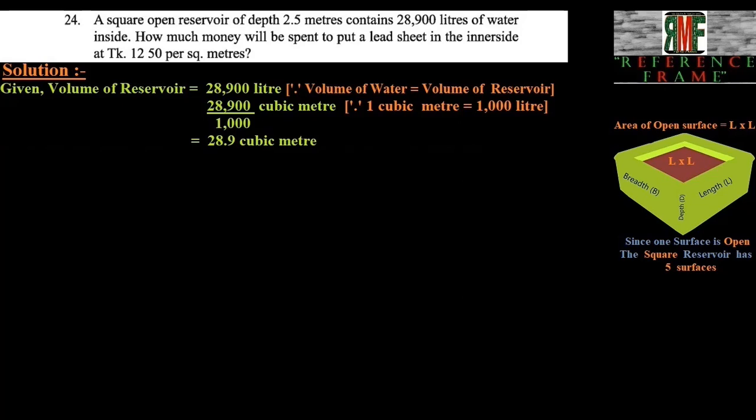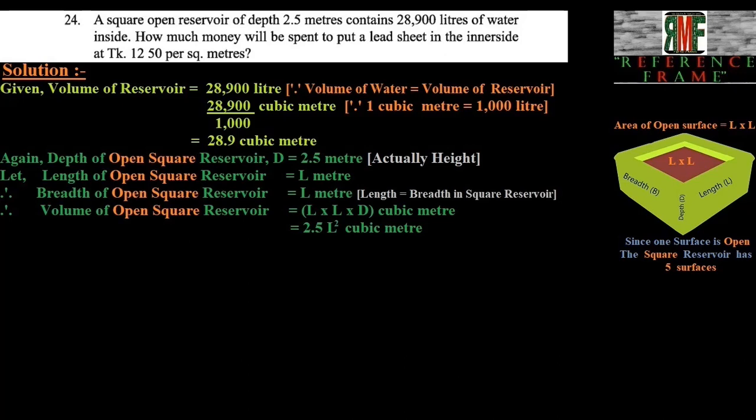Okay, so what we're given: the volume of the reservoir is equal to 28,900 liter. Why? Because the volume of the water contained by the reservoir is the same as the volume of the reservoir, because the reservoir is full. So 28,900 liter is equal to 28,900 by 1000, because we know 1 cubic meter is equal to 1000 liter. So the volume of the reservoir is 28.9 cubic meter.